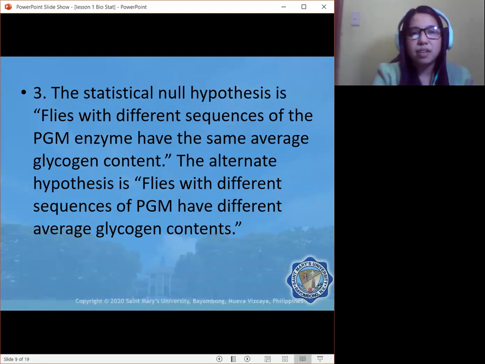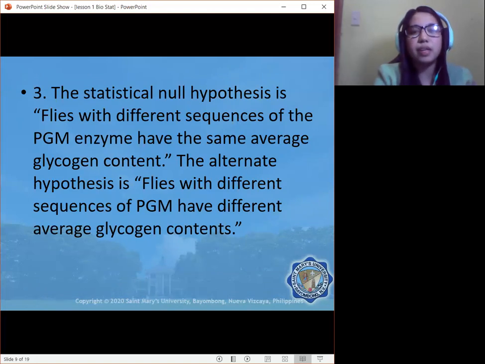Third, aside from biological, we also mentioned that there is a need for statistical hypotheses. For the statistical null hypothesis, flies with different sequences of the PGM enzyme have the same average glycogen content. While for the alternative, flies with different sequences of PGM have different average glycogen content.